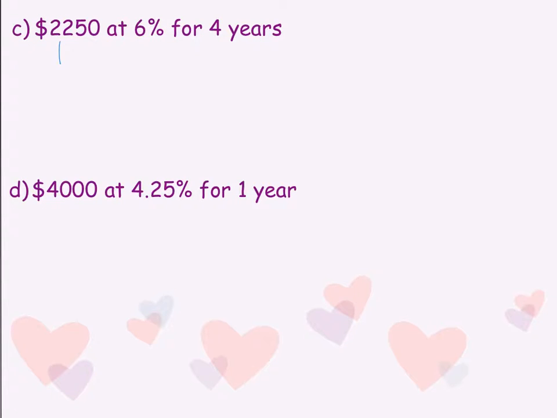2,250. That is my P. 6% is my rate. But again, make that be a decimal. Careful making this one be a decimal. Move it 2 places to the left. So it is 0.06. And our time is already in years, so I can use that. Go ahead and plug it in.